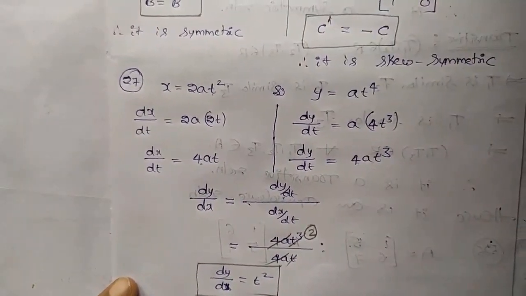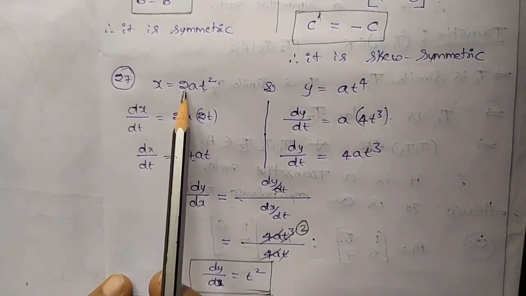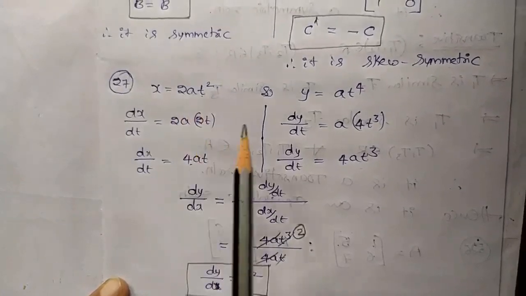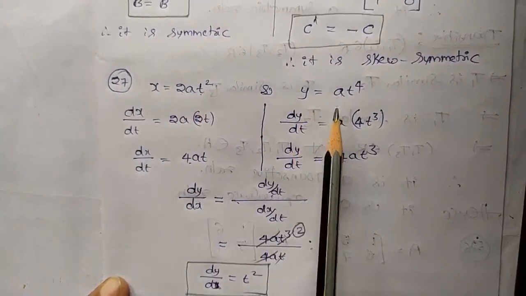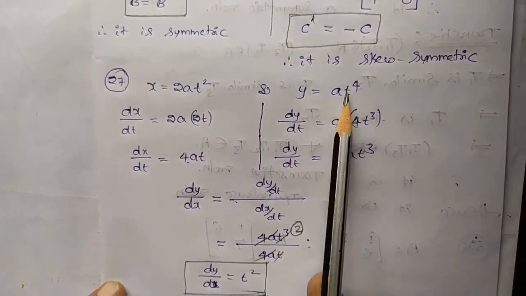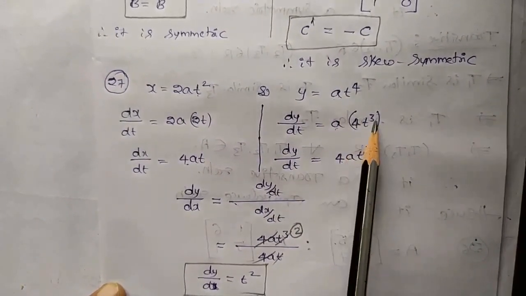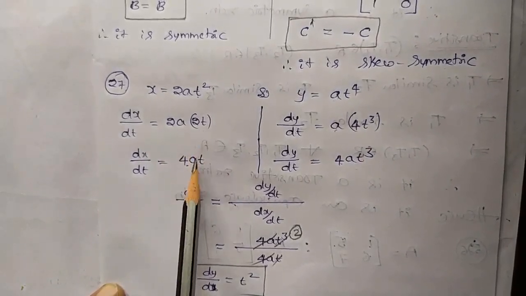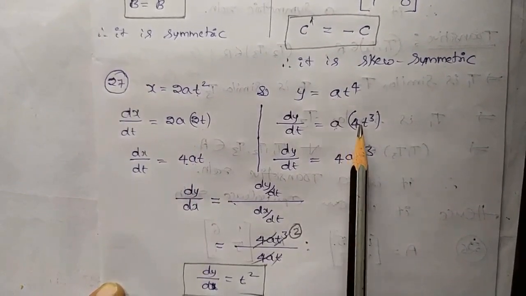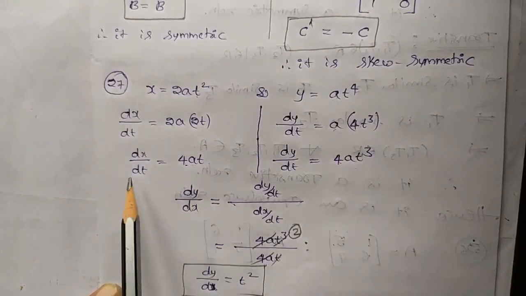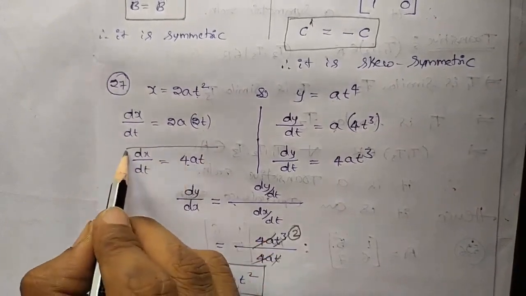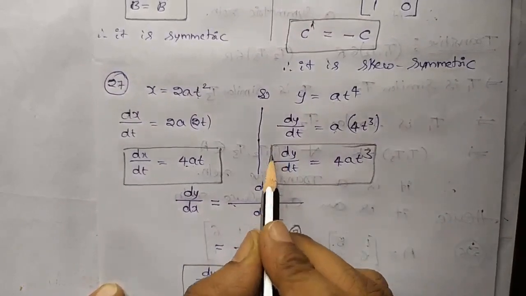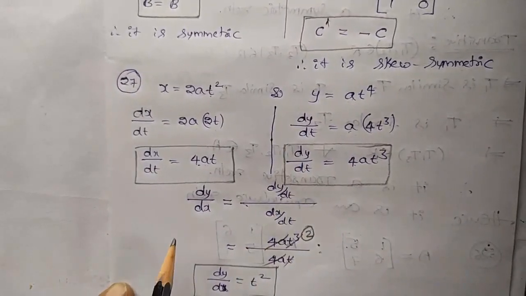Are you understanding? See once again, differentiation of x with respect to t is 2a times 2t. Differentiation of y with respect to t: a is a constant, keep it outside, and differentiation of t power 4 is 4t cube. Now 2 into 2 is 4at, that is dx by dt, and 4at cube is dy by dt. But we need to find dy by dx.